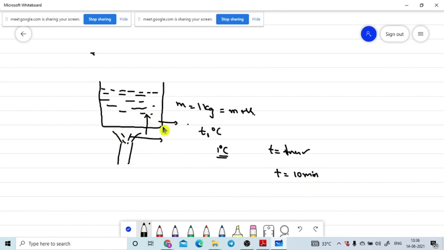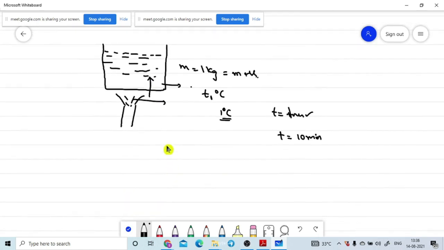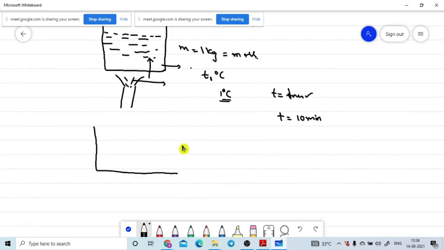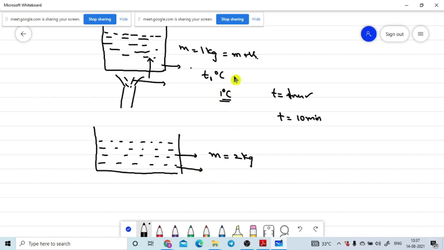After that, I do the experiment with another vessel containing double the mass I took in the previous experiment. So let's assume here the mass of the water is equal to 2 kilograms. I also take the initial temperature of the water the same as in the previous case, 30 degrees Celsius. Before performing the experiment, the initial temperature of the water is kept at 30 degrees Celsius.